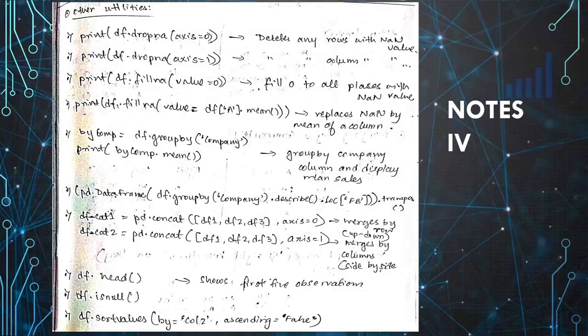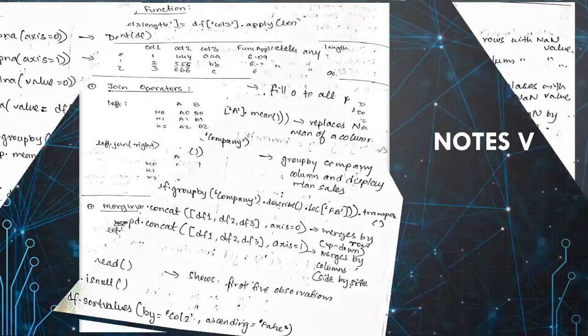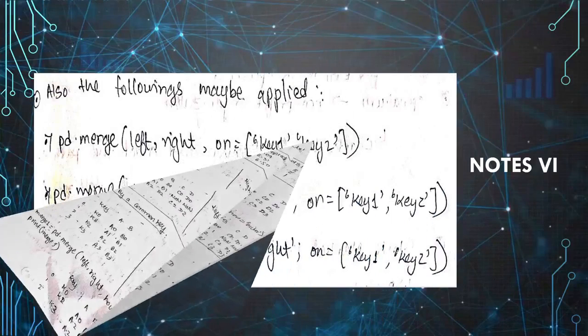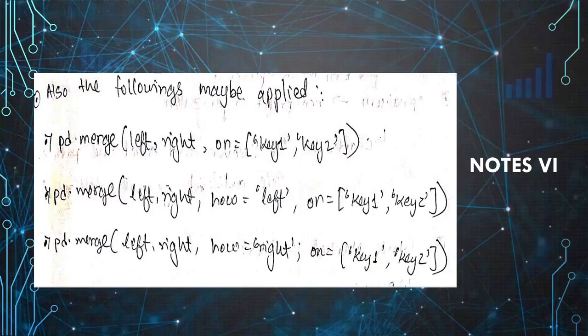So this is page number 5. There is some more stuff about pandas here. This is the fifth page, and this is the 6th and last page.